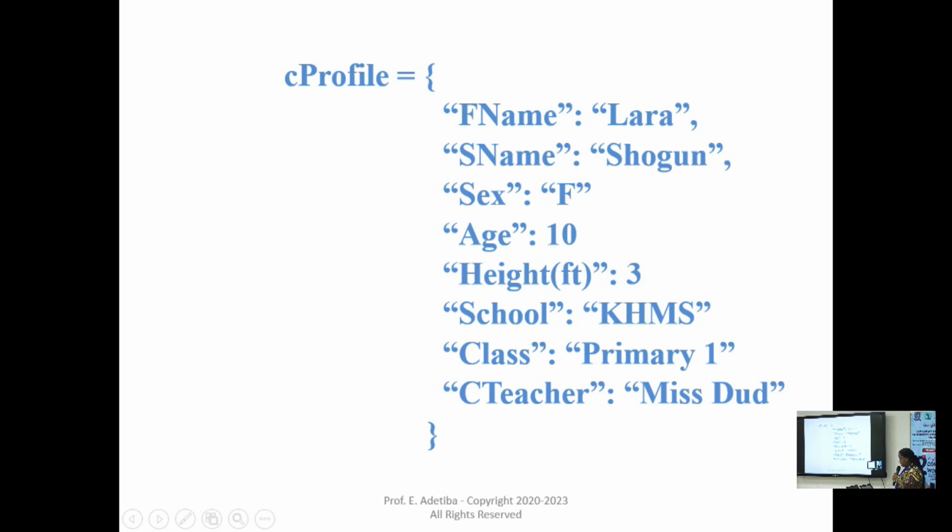Okay, so we have here F name is Lara, surname is Shogun. Then we have the sex as F and the age as 10. It's not compulsory to use exactly the way it is here. So you have the liberty to choose the value that you are trying to describe as the key, and then the value of what will actually come out in the value section. So we can also try this on our system.